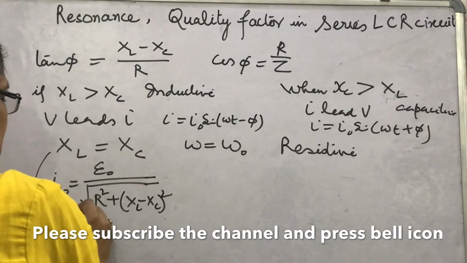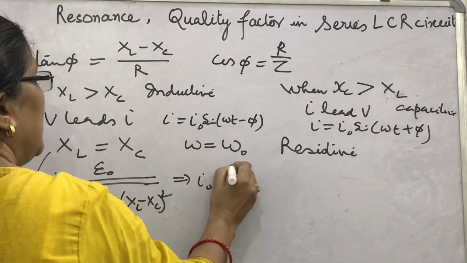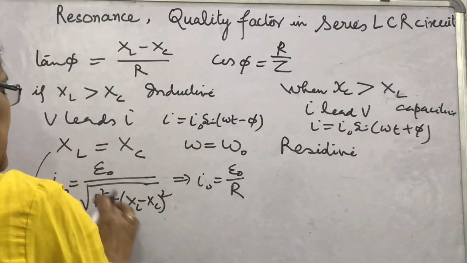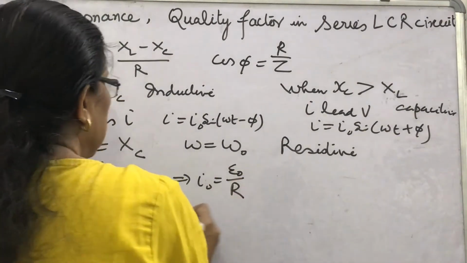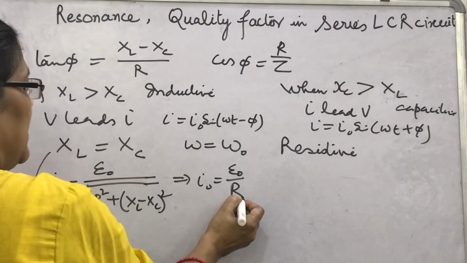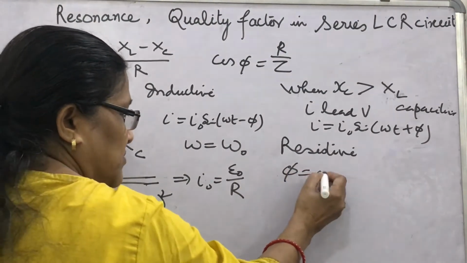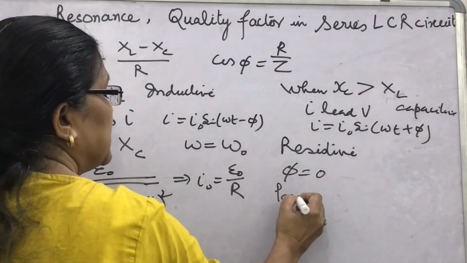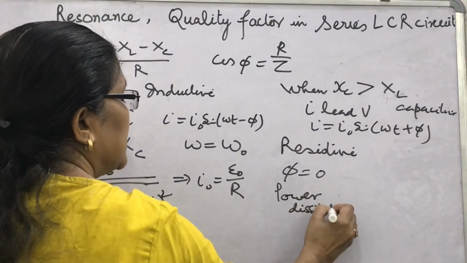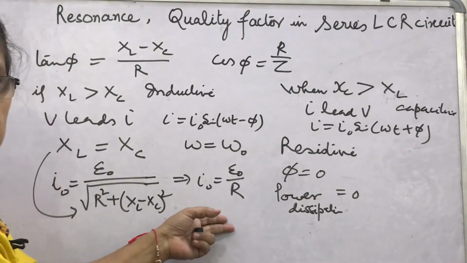So at this condition, what do you get here? This I naught is E naught upon R. So what is the impedance? Whatever the impedance is, I equals E naught upon Z, that becomes only R. So the circuit becomes purely resistive, phi becomes 0, power dissipation becomes maximum. These are all the characteristics of a series LCR circuit at resonance.